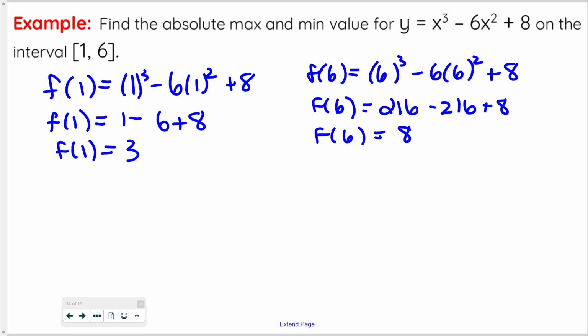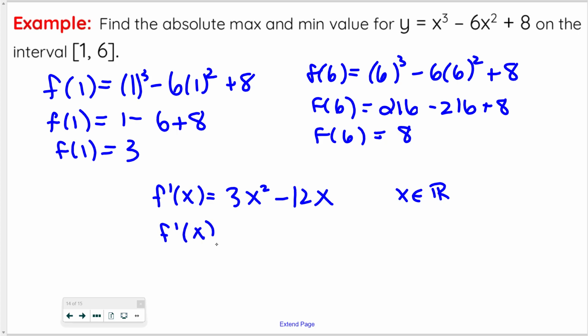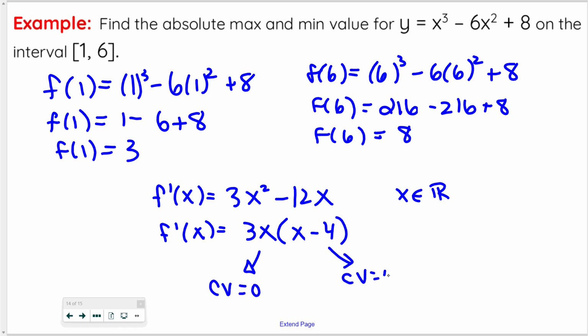Okay, now let's find our derivative. So the derivative, f prime of x, is 3x squared minus 12x. Now, this is defined everywhere. It's a polynomial, so that first derivative is not going to be undefined anywhere. So we just want to set it equal to 0. Before I do that, I will factor. I'll take the 3x out, and I'm left with x minus 4. So here I'm going to have a critical value at 0. Here I'm going to have a critical value at 4.